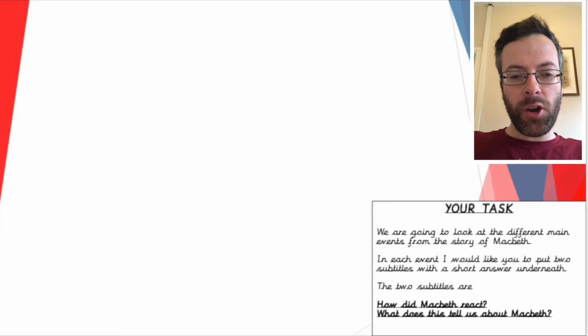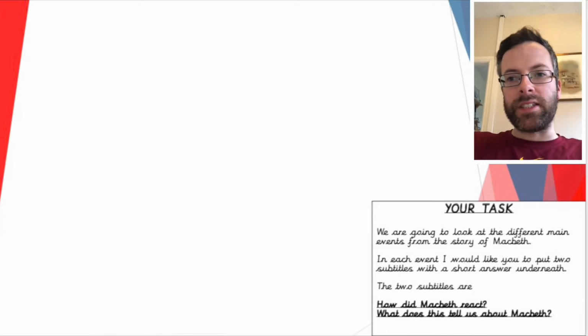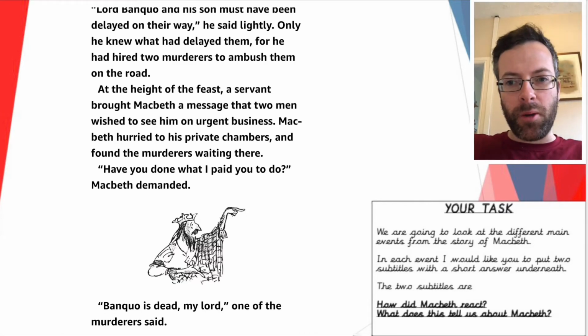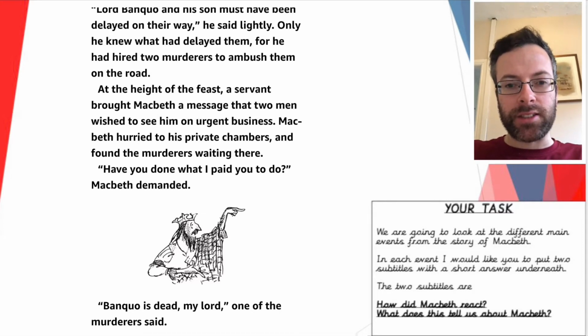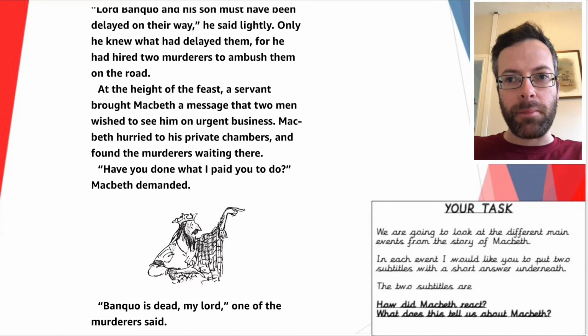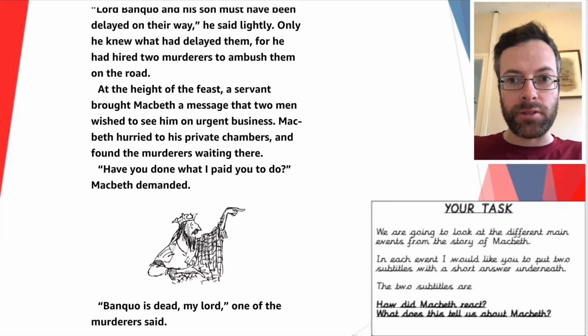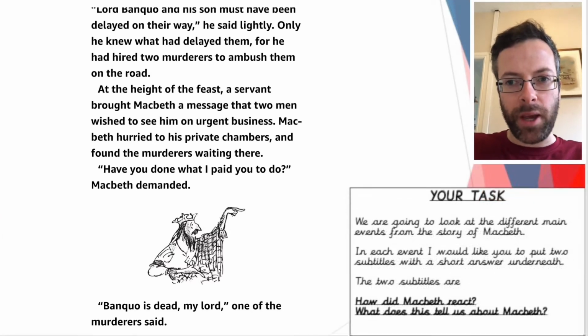Dunsinane. Many of the nobles who attended remarked that Macbeth's old friend Banquo was not present, but Macbeth laughed when they mentioned it. He said, "Lord Banquo and his son must have been delayed on their way," he said lightly. Only he knew what had delayed them, for he had hired two murderers to ambush them on the road. At the height of the feast, a servant brought Macbeth a message that two men wished to see him on urgent business. Macbeth hurried to his private chambers and found the murderers there waiting for him. "Have you done what I paid you to do?" Macbeth demanded. "Banquo is dead, my lord," one of the murderers said. "We cut his throat and threw the body into a ditch."